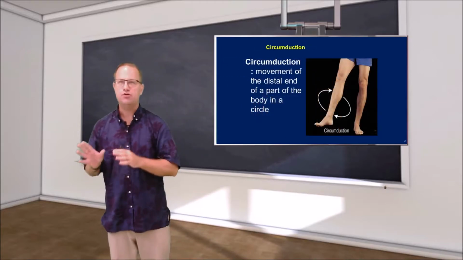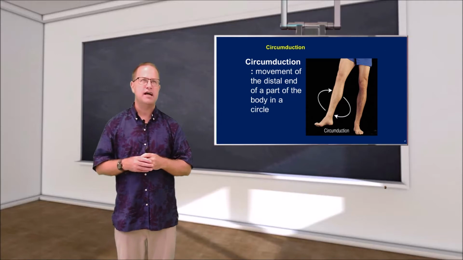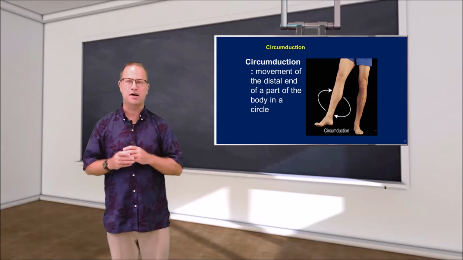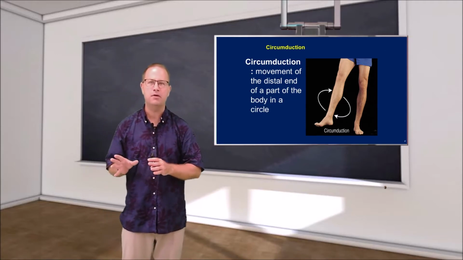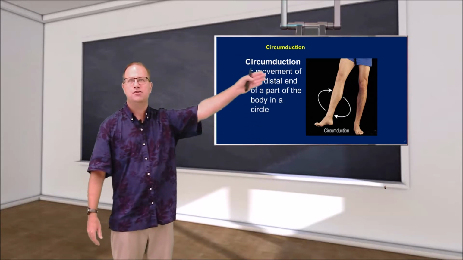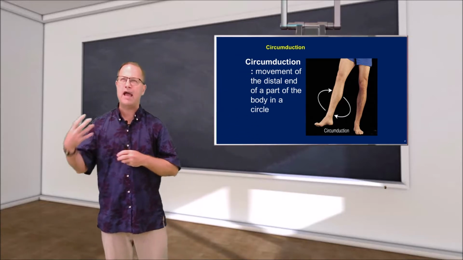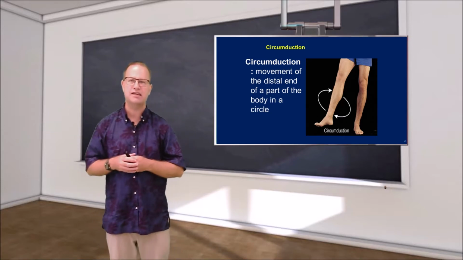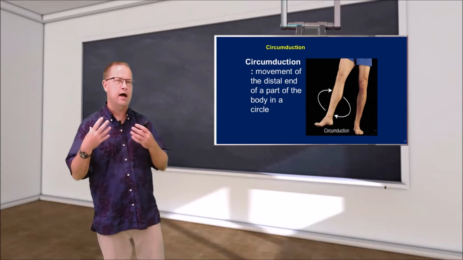Okay, and some joints, that is, our joints that are ball and socket joints, we usually can do some kind of circumduction. And this kind of gets like the hokey pokey. So if we can turn ourselves around like that, that is circumduction. And it involves both the muscles of abduction, adduction, flexion, and extension. So it's a very complex joint movement.